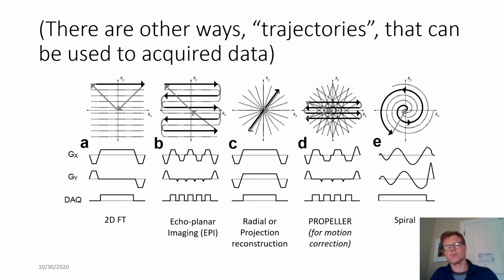Echoplanar imaging is stacking up multiple lines of K-space in a single shot. We could do radial imaging, which I described briefly as one of the original methods applied for MRI. There's other fancy stuff, one called PROPELLER, where they use blades of K-space data and move them around, or spirals, which are very fast. We're mostly going to focus on 2D-FT and then echoplanar imaging, which is an extension of that.